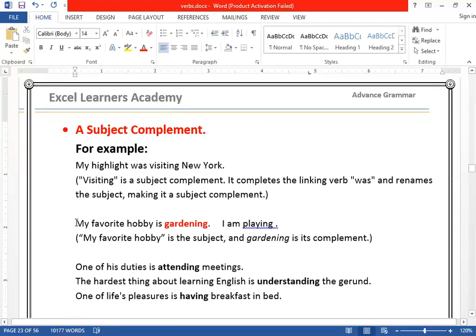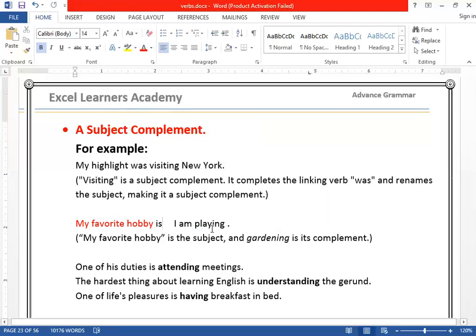It completes the meaning of the subject. Anything that completes the meaning of the subject is called a subject complement. Gardening completes the meaning. No, it does not complete the meaning.